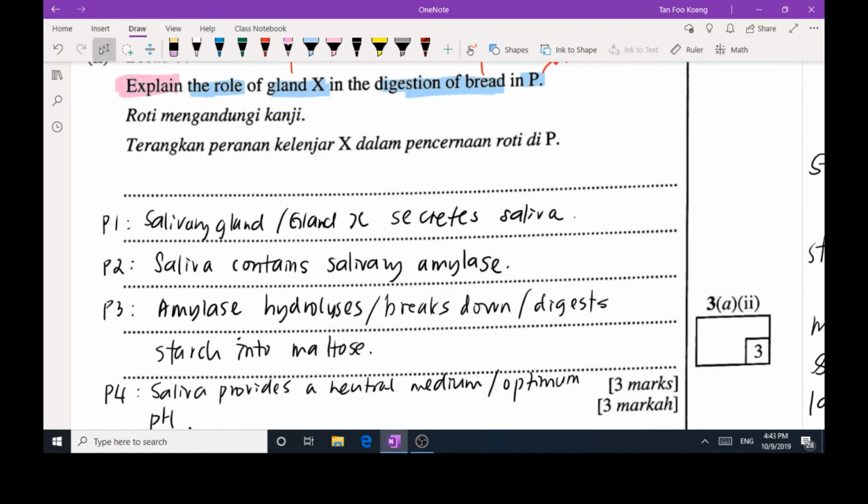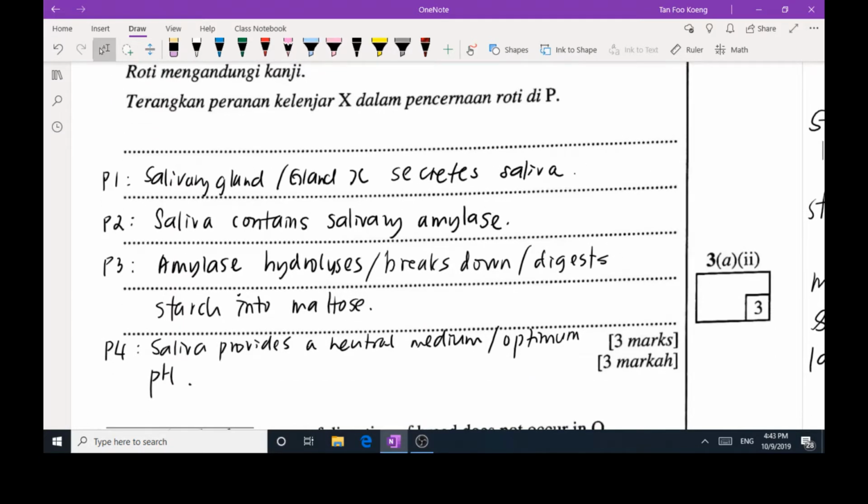And then how does it help in the digestion of bread? So the amylase hydrolyzes or breaks down or digests the starch into maltose, and saliva also provides a neutral medium for the optimum activity of amylase, because we know salivary amylase requires a neutral condition to work.